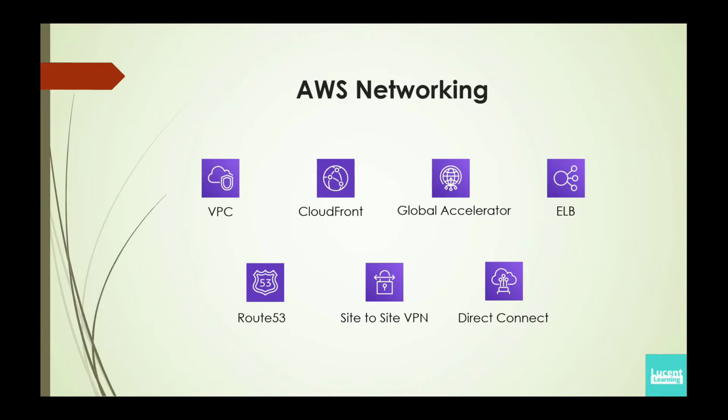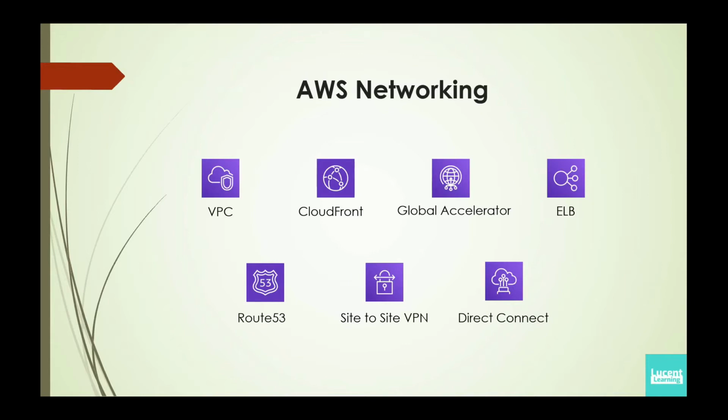What is Global Accelerator? AWS Global Accelerator is a service that improves the availability and performance of your applications. AWS Global Accelerator uses the AWS Global Network to optimize the path from your users to your applications, improving the performance of your traffic by as much as 60%. Right? So in many services, you can use Global Accelerator.